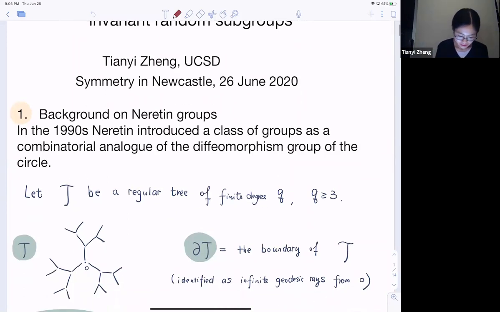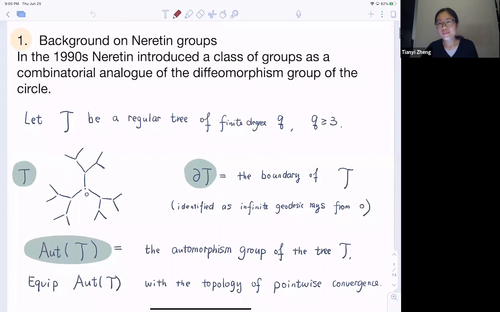So let's first recall the definition of Neretin groups. These groups were introduced in the early 90s by Neretin as combinatorial analogs of the diffeomorphism group of the circle. And his initial interest in these groups was in the representation theory.